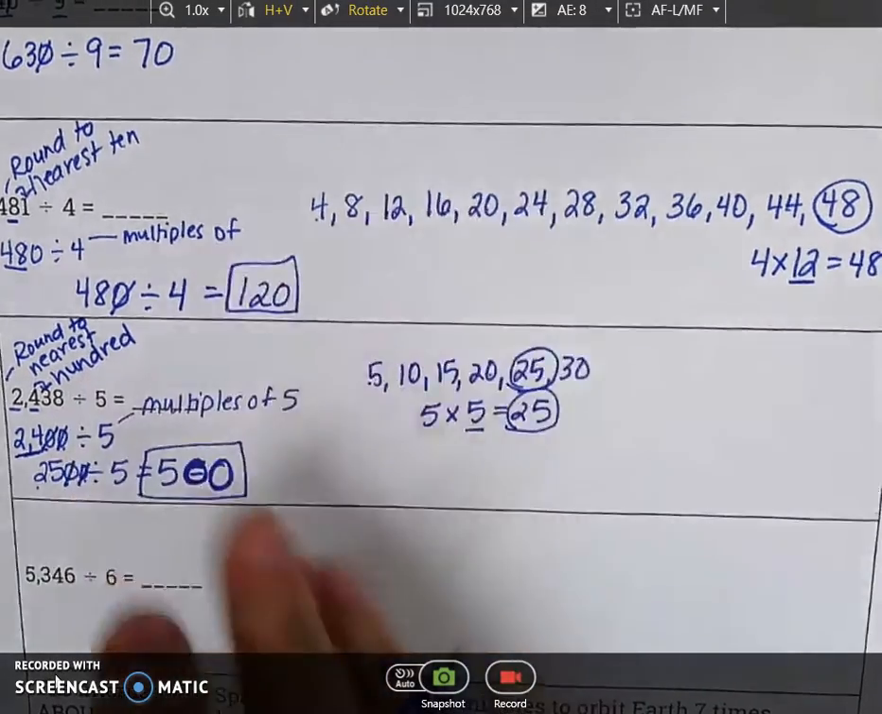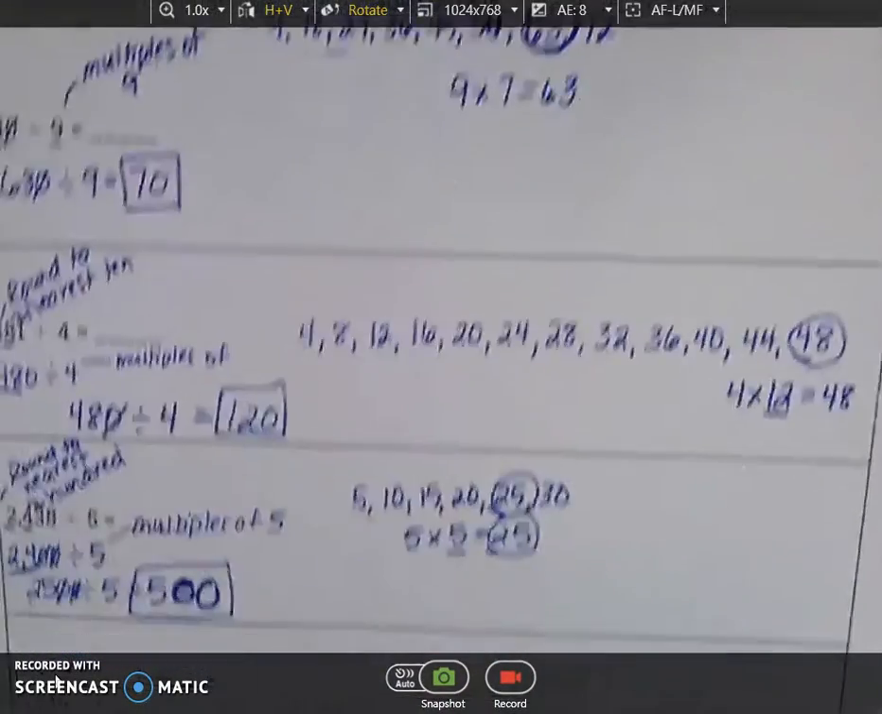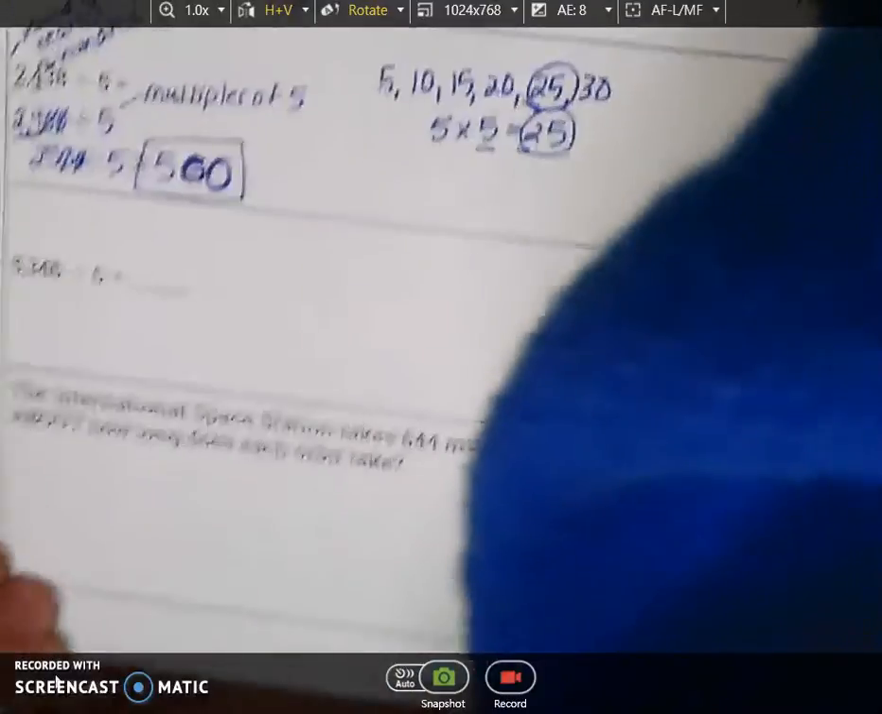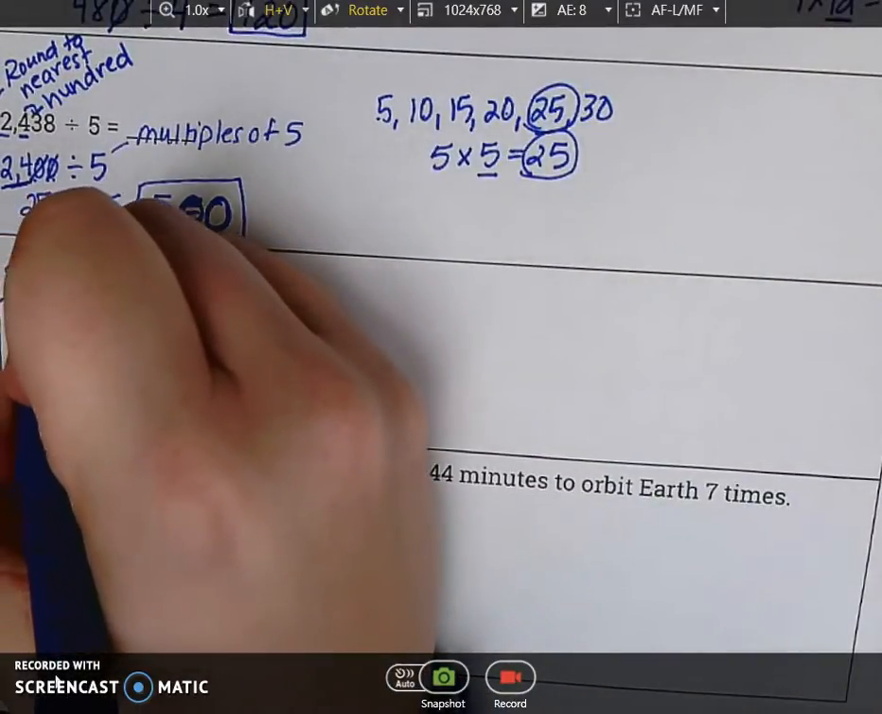I'm going to go back up here and highlight what was my estimate. I have a lot of work that I showed there. So those were my estimates. Let's look at another one here. So I'm going to do the same thing. I want to round to the nearest 100.